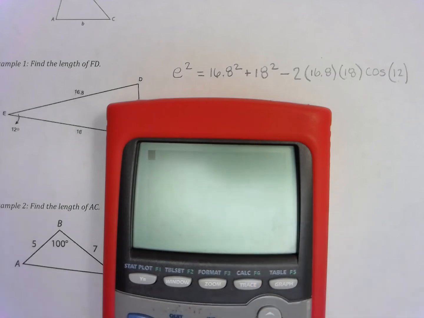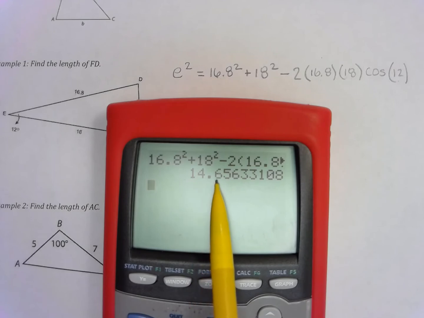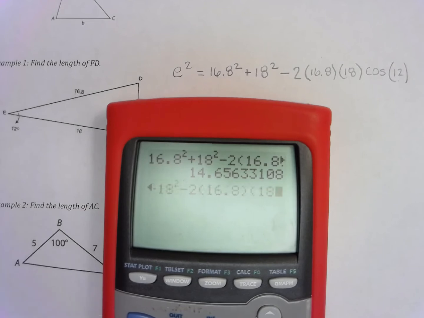So here we have 16.8 squared plus 18 squared minus 2 times 16.8 times 18 times cosine of 12. That gives us 14.65, so when we round, that gives us 14.7. It is best, since that was a lot to type in, to make sure that it's correct by maybe typing it in again or even arrowing through and making sure that you typed everything in correctly. So if we try this one more time just to make sure we didn't miss any buttons, we do see that it is the same.